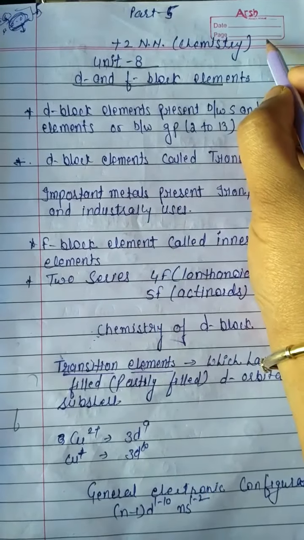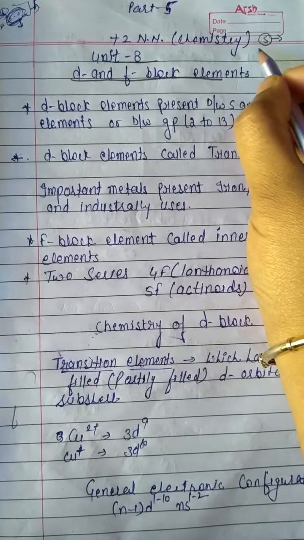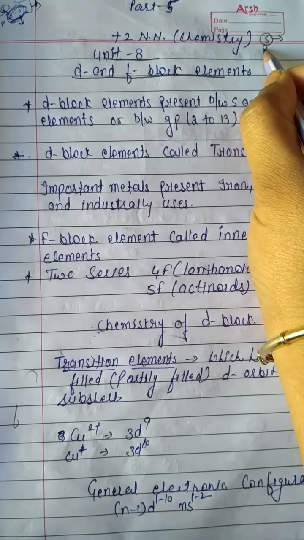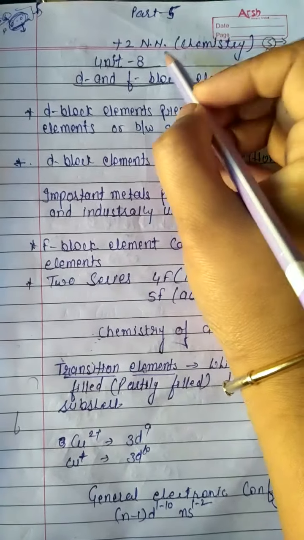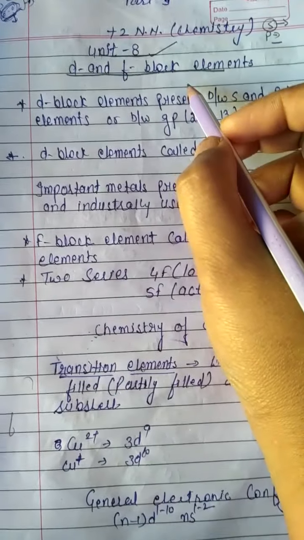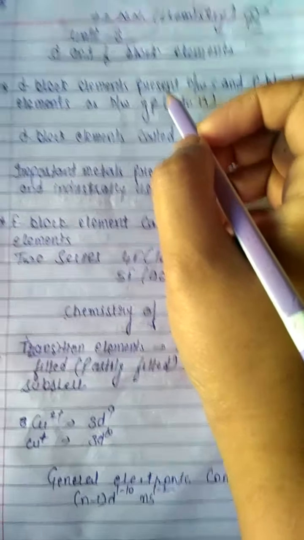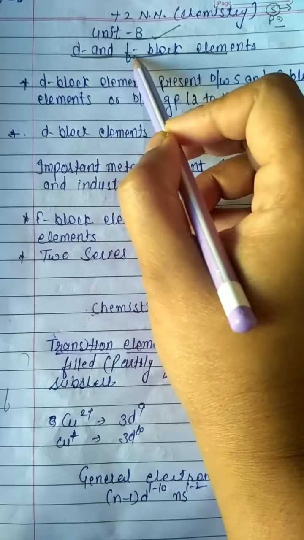Firstly, in our plus one class, we discussed the S block elements. In our seventh chapter, we discussed a few groups of the P block elements. Now your next chapter, unit 8, is called the D and F block elements. Firstly, we will discuss only the D block elements.